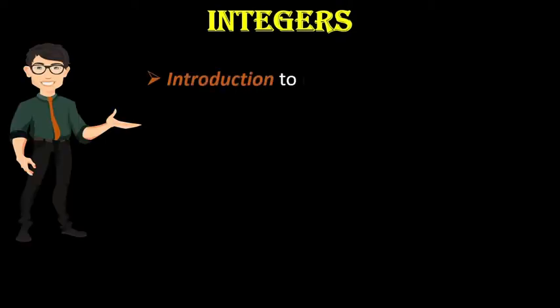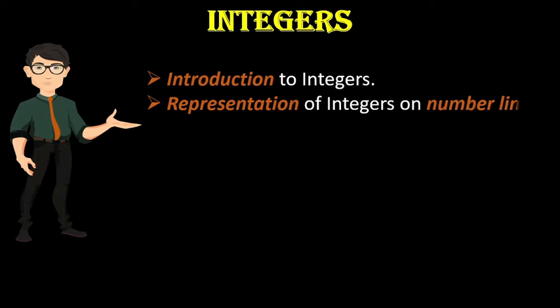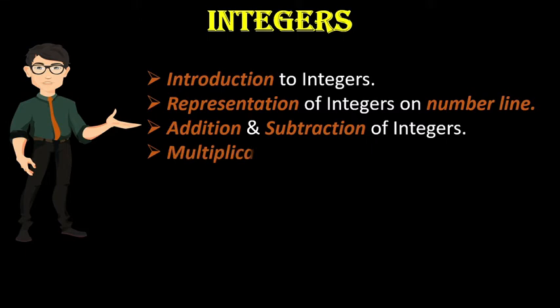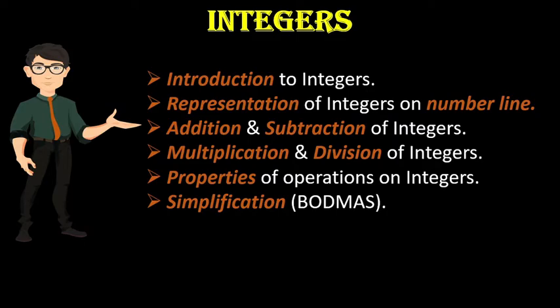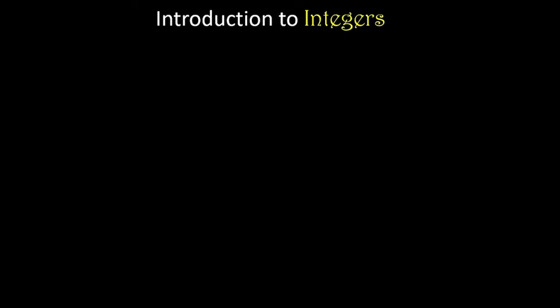In this new session, we'll start with chapter 1, and the name of the chapter is Integers. So let's start with our topic Integers. In this topic, we'll study about introduction to integers, representation of integers on number line, addition and subtraction of integers, multiplication and division of integers, properties of operations on integers, and simplification using BODMAS rule. So let's start with our topic Introduction to Integers.